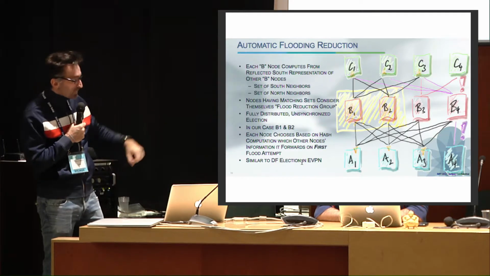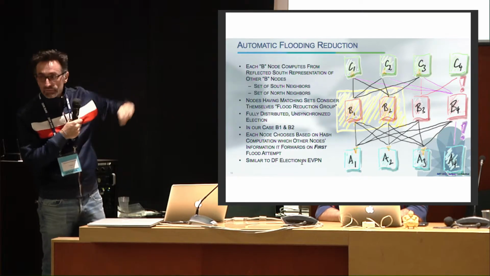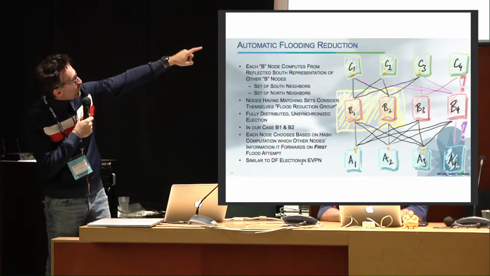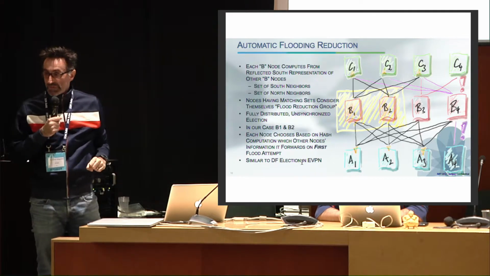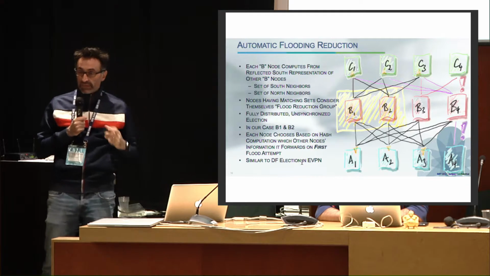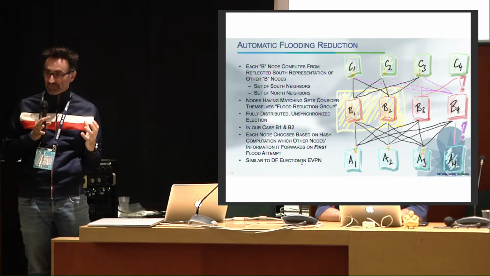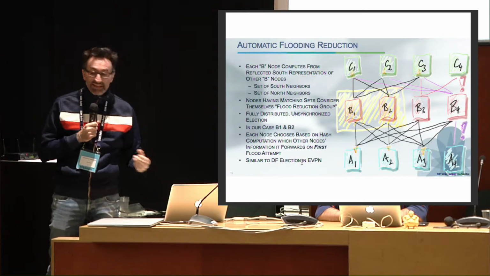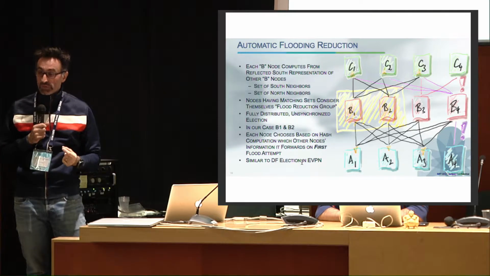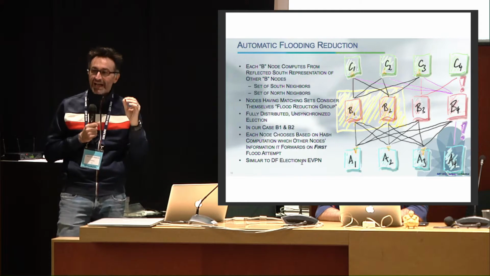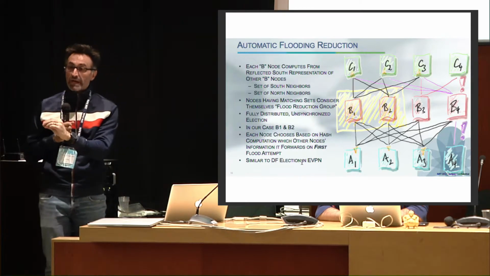They can see C1, C2, C3. They can see A1, A2, A3, okay? And so they can elect a flood leader. They can form, let's say, a flood set, okay? And they can elect a flood leader. And the flood leader is elected on a tie-by-tie granularity.